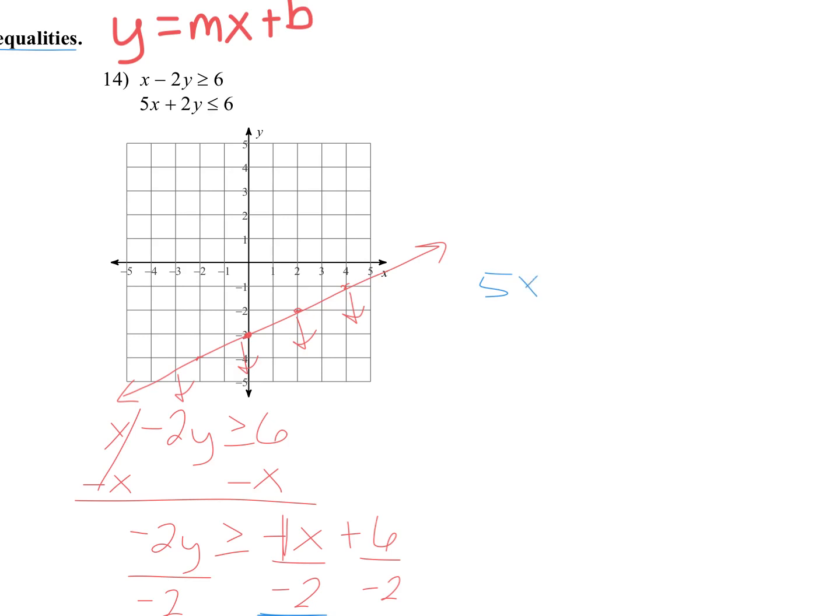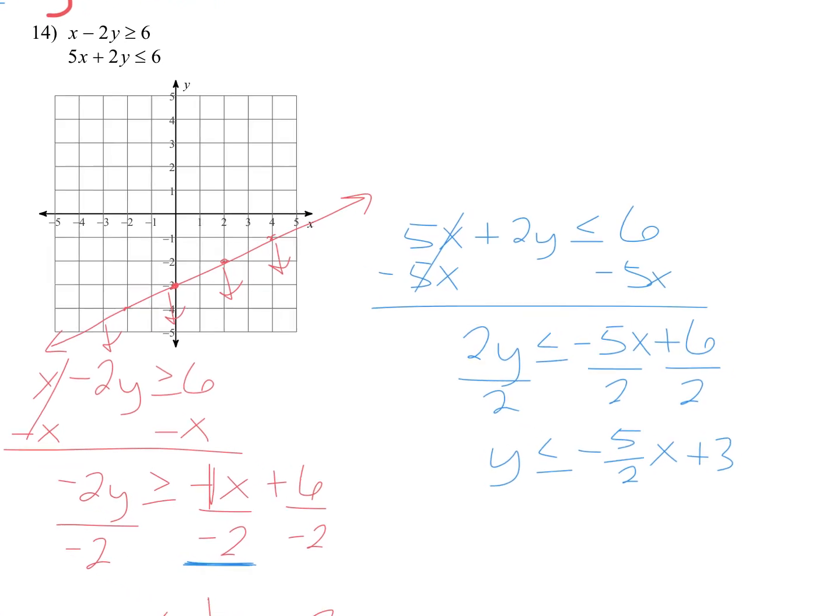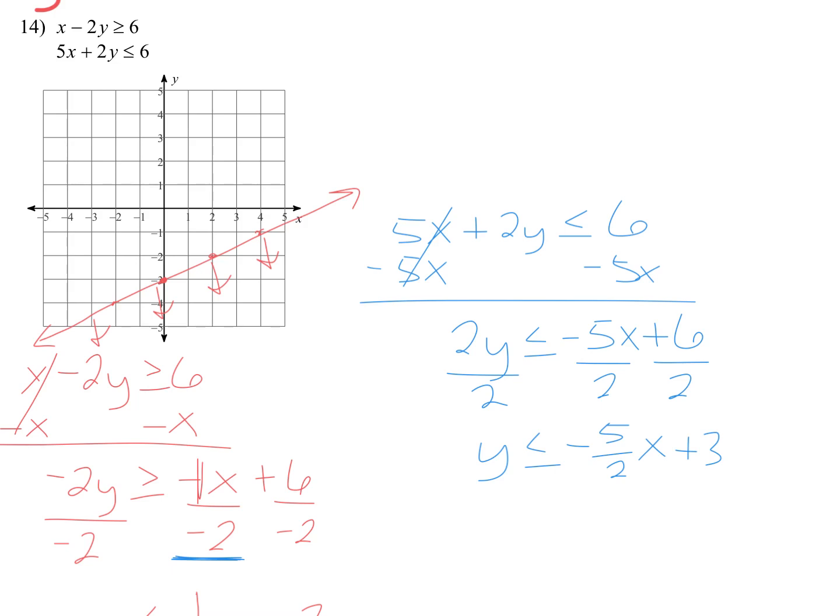I have 5x plus 2y is less than or equal to 6. First step I want to do, subtract 5x. So I have 2y is less than or equal to negative 5x plus 6. Last step, divide by 2. Does the sign flip? No. Didn't divide by negative, so we don't have to worry about the sign flipping. Why do I not want to change 5 divided by 2 into a decimal? Because you're graphing it, right? You want the rise over run for your slope.